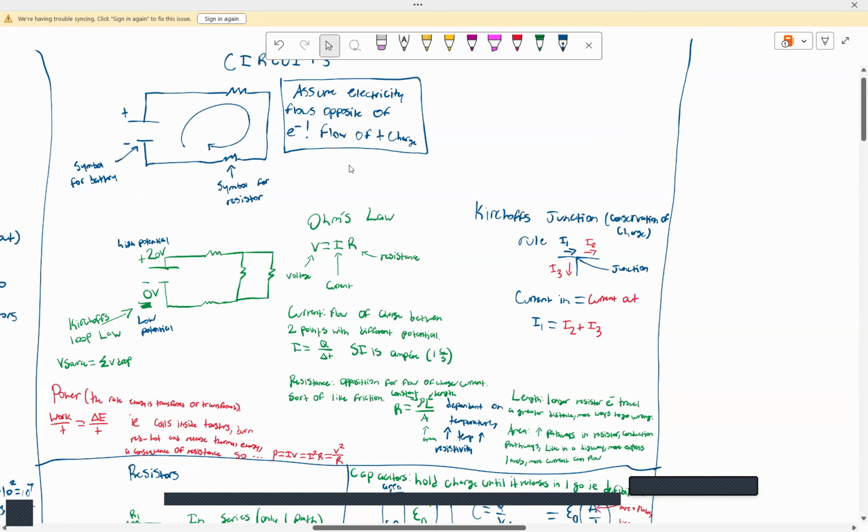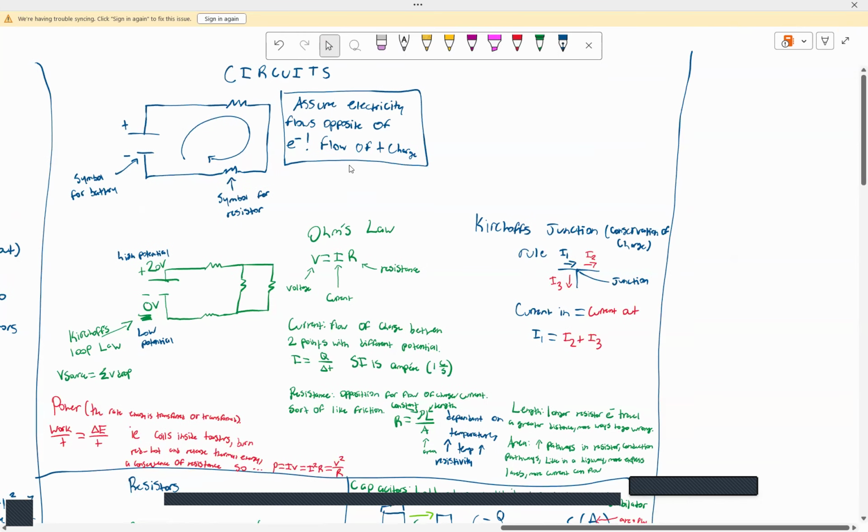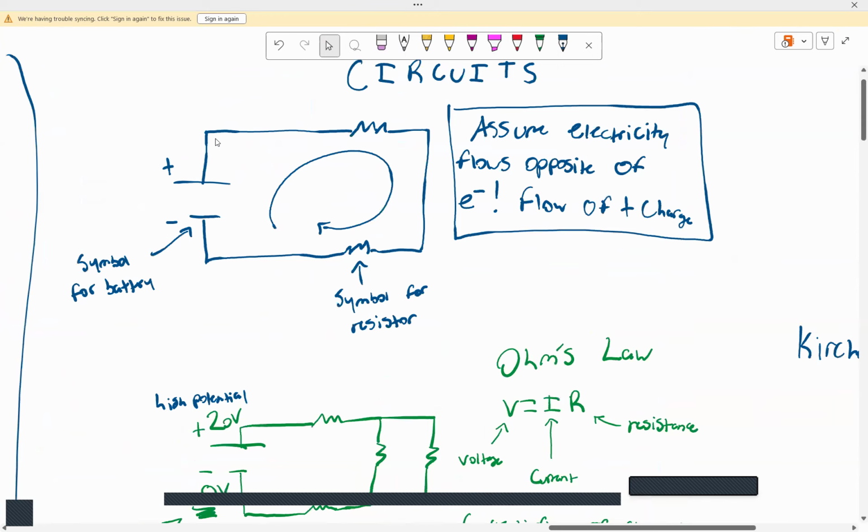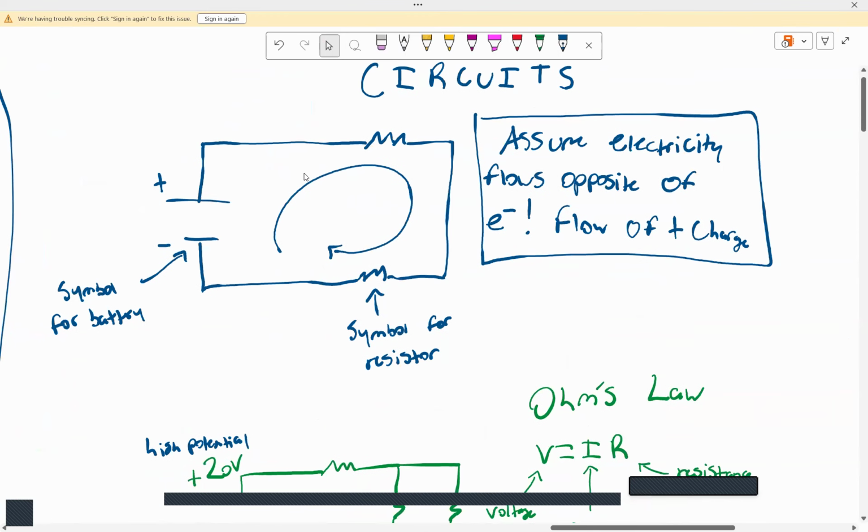Now I kind of want to go over circuits. So, you assume electricity flows in the opposite direction of an electron. I don't know why they never changed this, because now they know that you're really tracking the flow of electrons, but they decided, nah, we already have all these rules for tracking, so let's just keep it as the flow of positive charge. And that is what a circuit is. So you go from positive to negative.